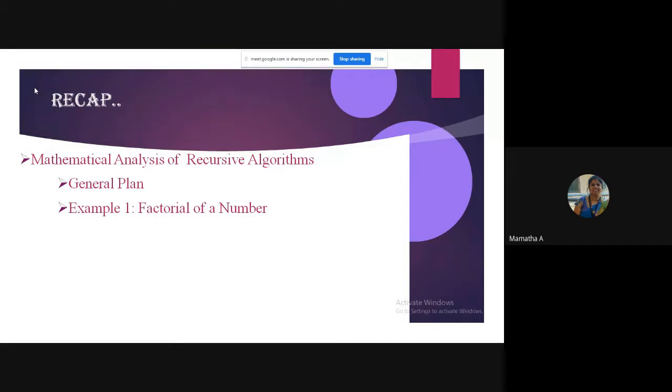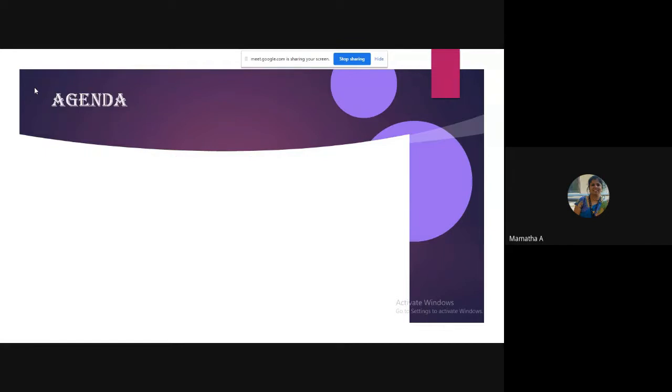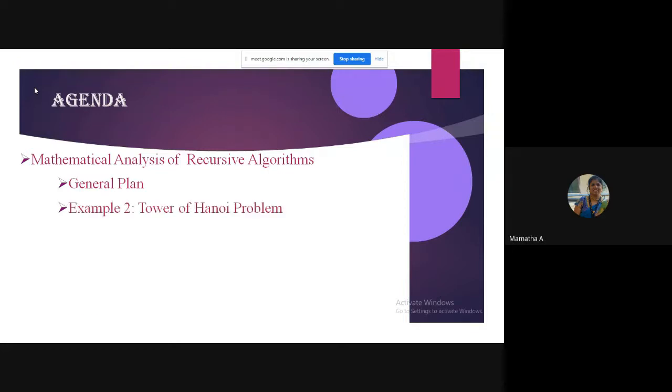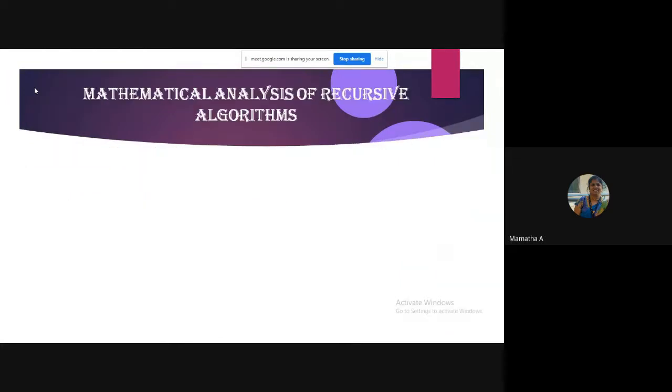Earlier, I had dealt with the factorial of a number, so we had seen how exactly to solve it. The agenda of today's class is the general plan of analysis of recursive algorithms, followed by example 2, that is the Tower of Hanoi problem, and the assignment which I had shown you earlier. Let us now see the general plan as a recap.